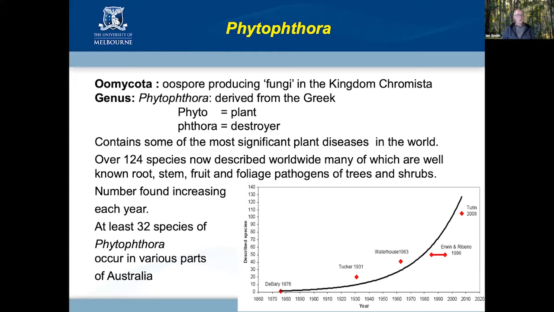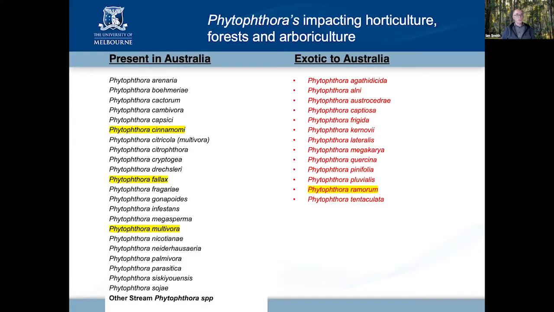So we've got over 124 species now described worldwide, many of which are known on fruit crops. But the number that have been found is actually increasing each year. In Australia, we have about 32 species, and they consist of this whole list here, as you can see. You'll see cinnamomi, which is the one I'm going to talk about most. There's another new one called Phytophthora phallax, which occurs in the ash forest, and another one, multivora. These are ones that have appeared in the last 15 years or so to cause issues.